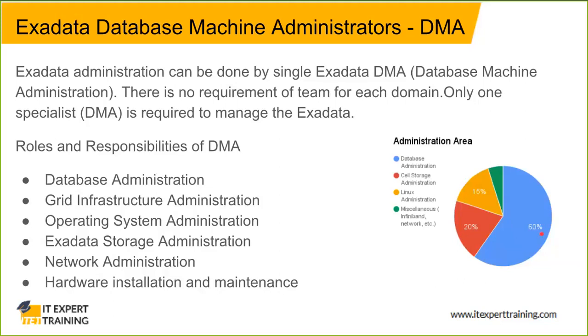So what exactly does this mean? If you are a DBA, you're well ahead. You're going to use 60% of what you learned, and you have to learn the rest. Understanding 20% of storage and 15% of Linux administration would make you a DMA.